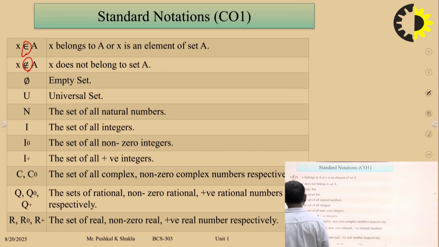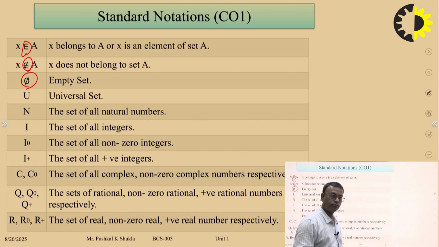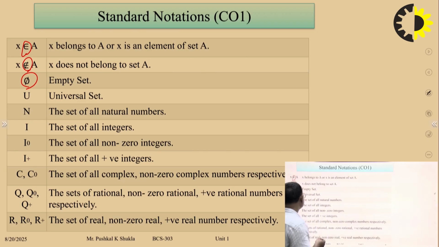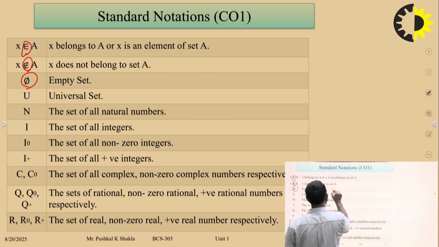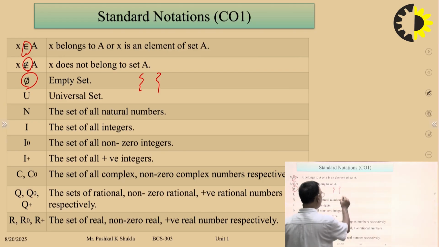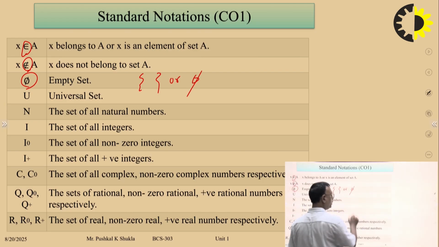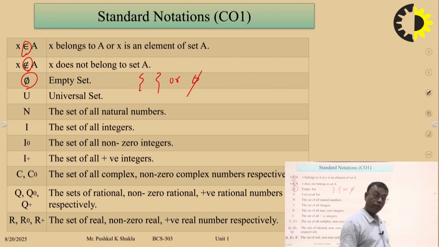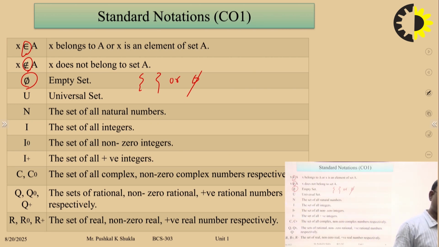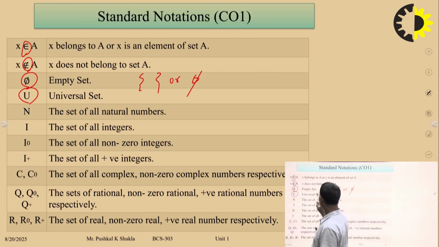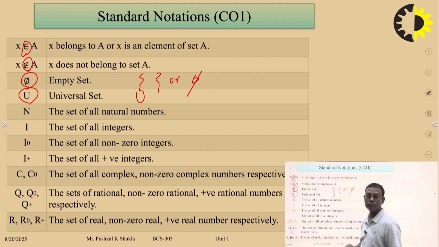This is a phi, that is the empty set. Empty set means phi, it can also be written like this, which is also an empty set. A set having no elements is the empty set. Universal set representation: capital U, we write here a capital U.